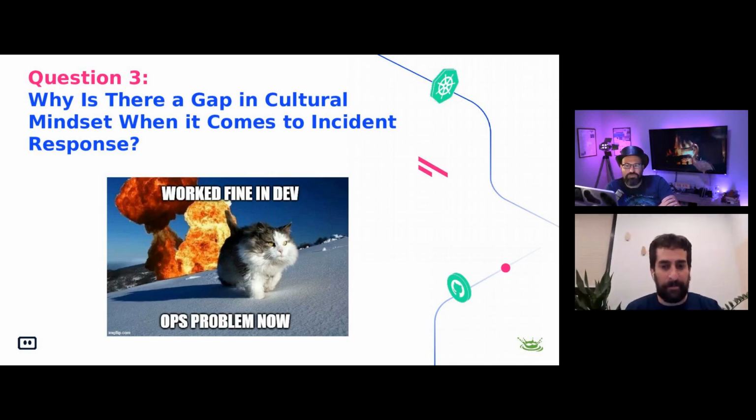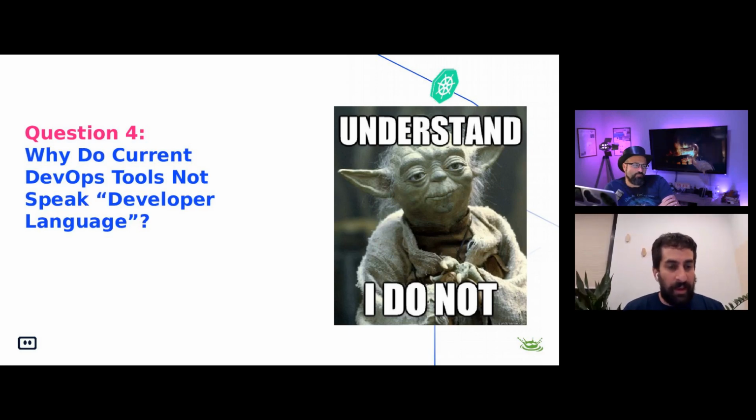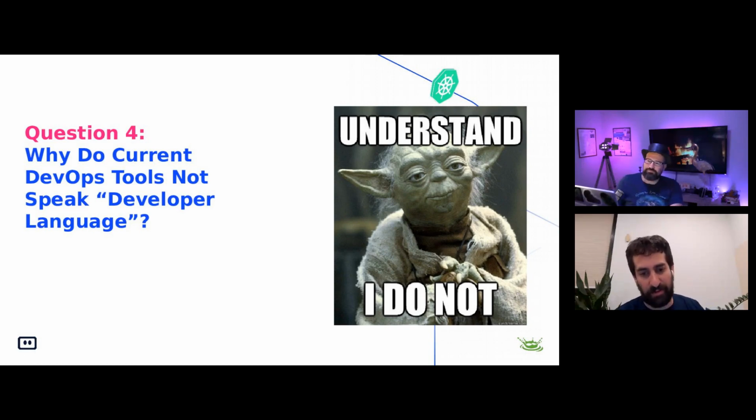Okay, so now we talked a lot about the cultural issues, right? And what is the current state and who should own it. But let's say we have an issue in production, and the developer, for some reason, is the one responsible for the troubleshooting part. So now there is the question, maybe it's not true, but I'll be happy to hear your thoughts. Why don't the current DevOps tools speak developer language, or maybe they do? Your take on this question.